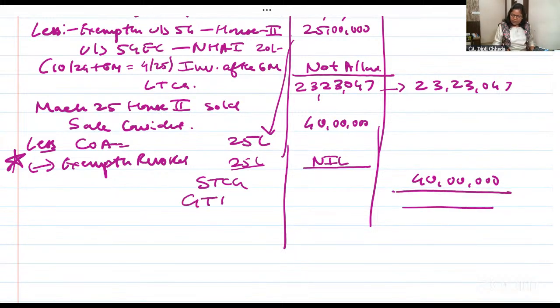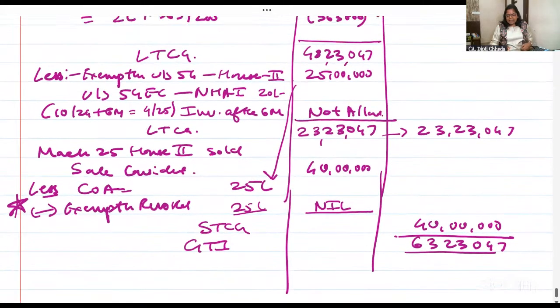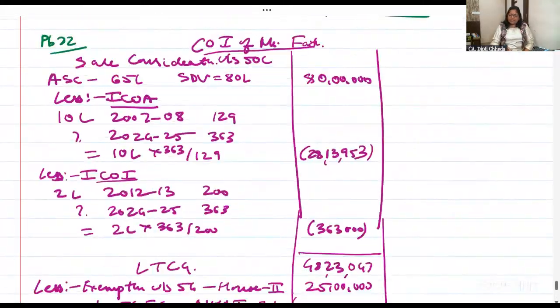So what is the gross total income? 63,23,047, rounded off to 63,23,050. Nice question. Please tell me, did you feel it was tough or it was very easy?